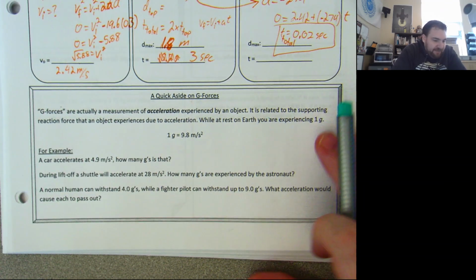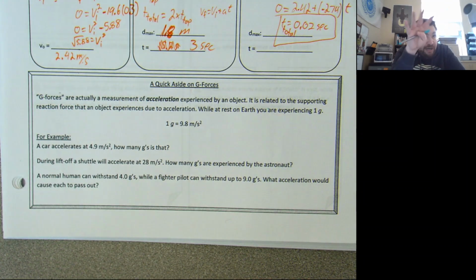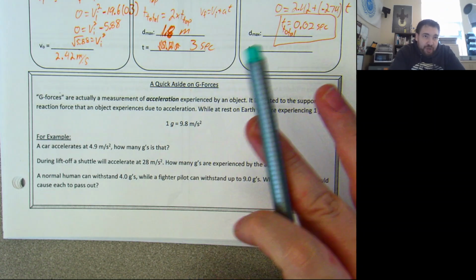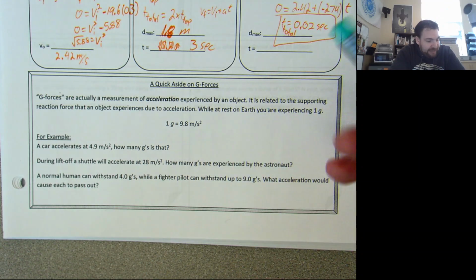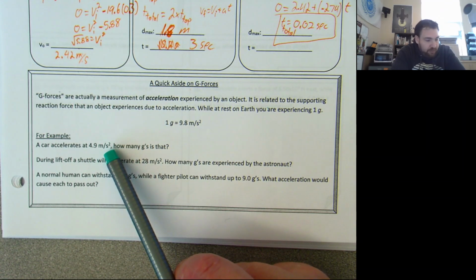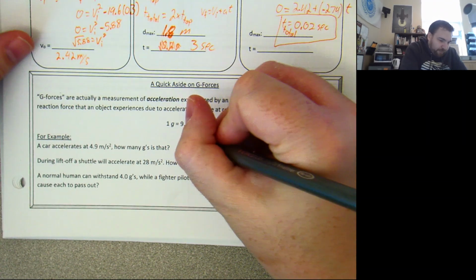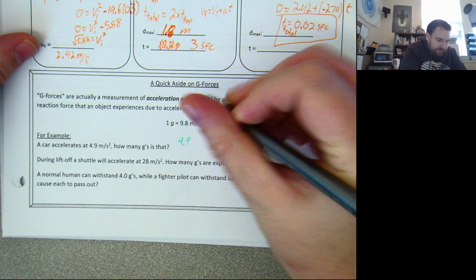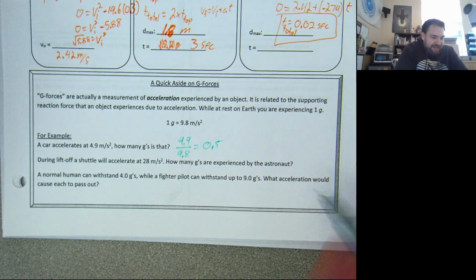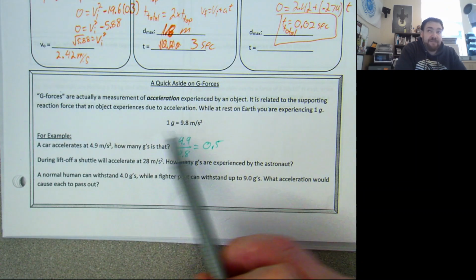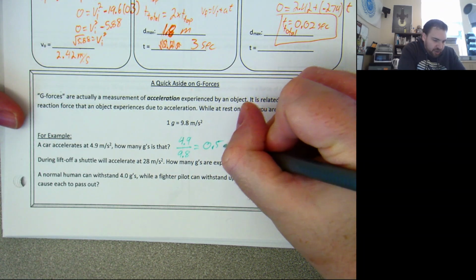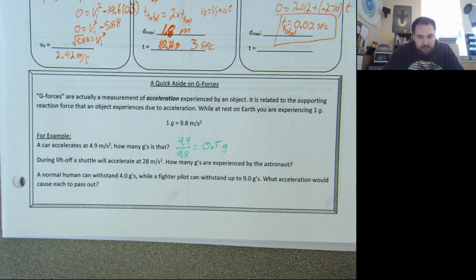So while you're resting on Earth, you right now, sitting in your chair, are experiencing 1g. We put you in a car and we start accelerating you, or we put you in a plane. If a car accelerates at 4.9 meters per second squared, well, because 4.9 divided by 9.8 is 0.5, this acceleration here is half of the acceleration due to gravity. What that means is in that car, you're experiencing half a g.